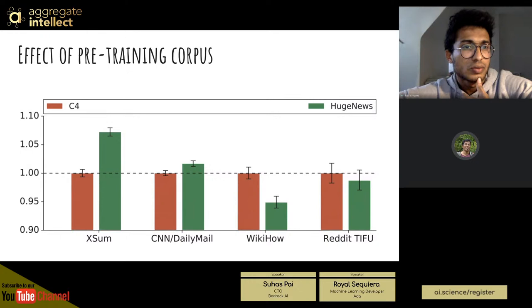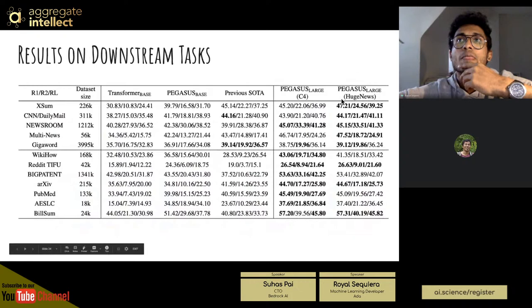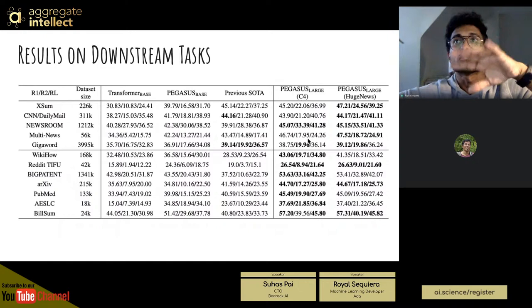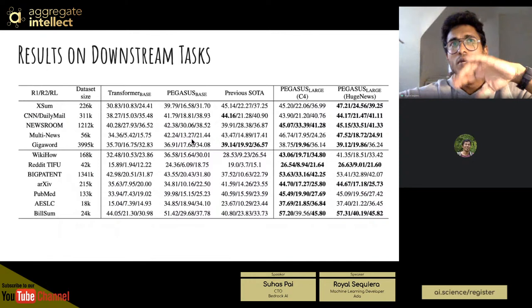Yeah, I think that's pretty much it, and maybe we can now move on. I can show Suhas the final results on the downstream task, and then maybe we can move on to the human evaluation. So this is their results on downstream task. You see, like I said, they have Pegasus large on huge news and Pegasus large on C4, and then previous state of the art, and then they have a Pegasus-base model, the smaller model that we discussed, and then a fully supervised transformer-based model.